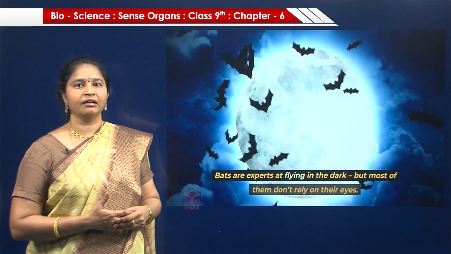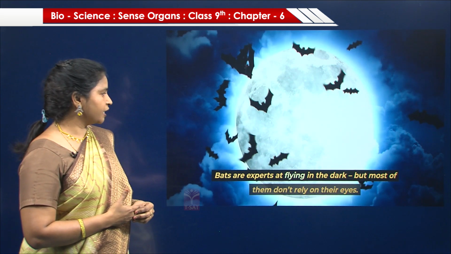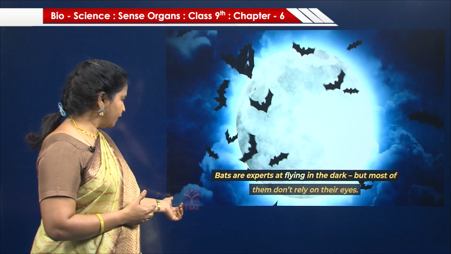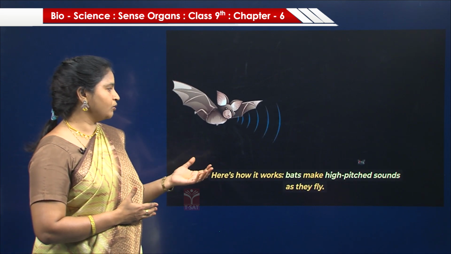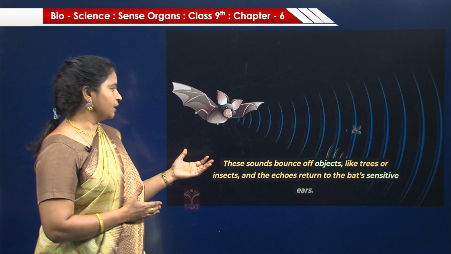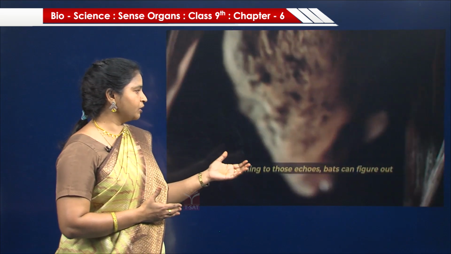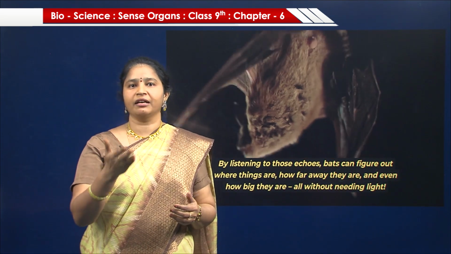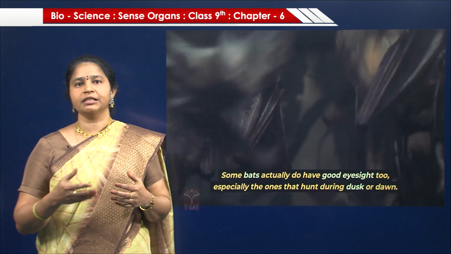Children, we will learn about the fascinating facts of bats in hearing sounds. Bats are experts at flying in the dark, but most of them do not rely on their eyes. So, what do they do? They use something called echolocation. In that, bats make high pitched sounds as they fly. These sounds bounce off objects like trees and insects, and the echoes return to the bat. Based on the echoes, the bat recognizes what is in front of it. That may be the prey or that may be an obstacle. By that echo, the bat recognizes the sound and hunts its prey.